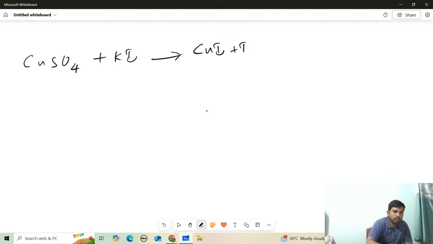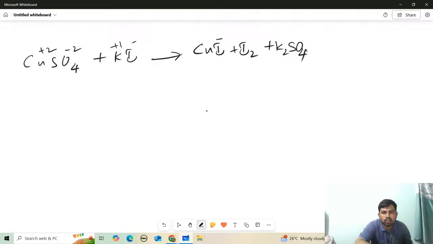Copper sulfate plus potassium iodide gives rise to copper iodide plus I2 and K2SO4. Now let's find the charges. This is SO4 minus 2, and copper is plus 2. Potassium is plus 1, iodine is minus 1, and copper in copper iodide is plus 1. The elementary form I2 is 0. K2 is plus 1 and SO4 is minus 2.